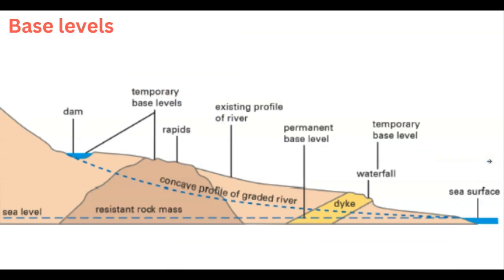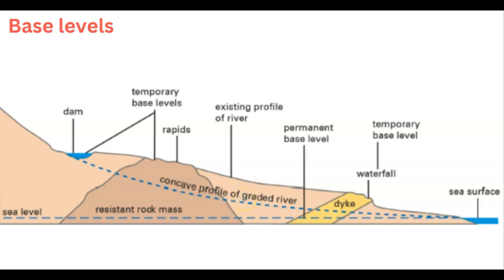Okay, we are going to have a look at base levels. Base levels are the lowest levels to which running water can flow and erode its channel. So it's the lowest levels to which running water will flow and therefore cause erosion.